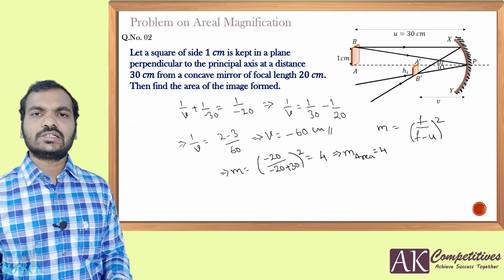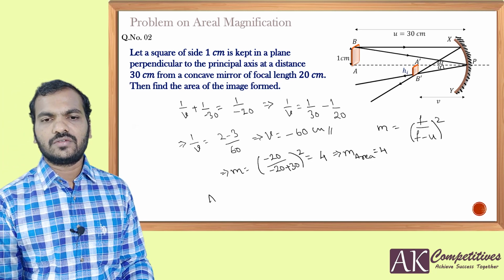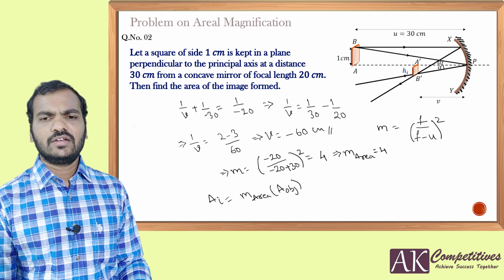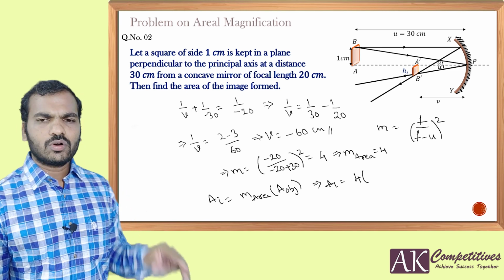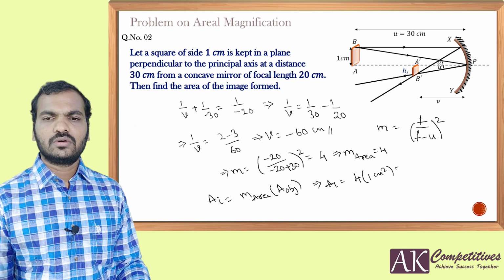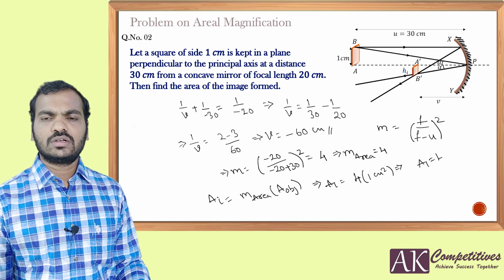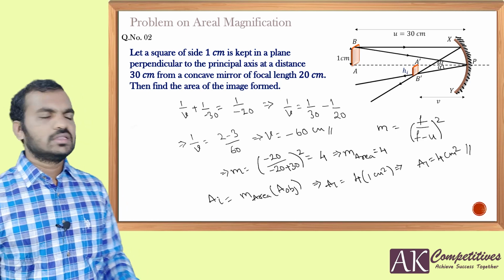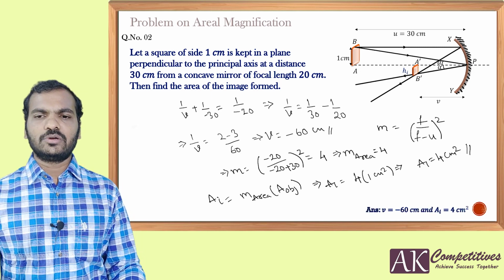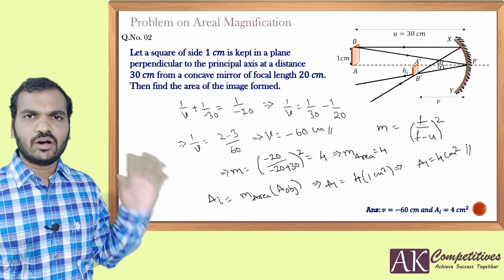Now what they are asking you is the size of the image, right? The area of the image is equal to the areal magnification m times the area of the object. So the area of the image is 4 times the area of the object, which is 1 centimeter square. So the area of the image is 4 centimeters square. This is the idea of how you're going to do it. These are simply formula based questions, and you'll be able to get the answer directly like this. This is the way we can understand it.